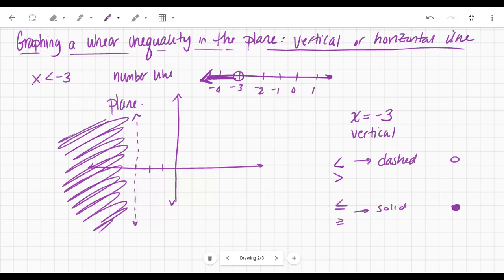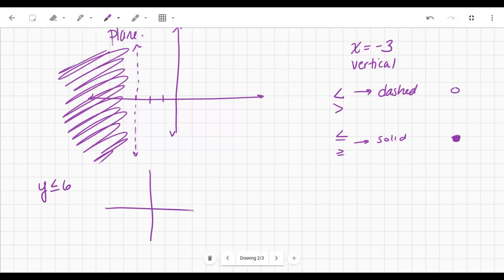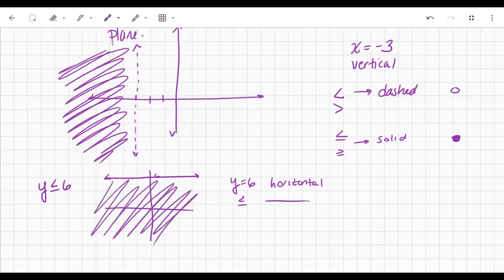Okay, we could do another one with a y. I think they're going to give you some y ones. If, for example, we had another one where y was less than or equal to 6, we would, on your plane, find y equals 6, which is horizontal. And since we have less than or equal to, we're going to do a solid line. So at y equals 6, a horizontal line, and then it's all the y's that are less than that, so below that line, so we would shade below it.